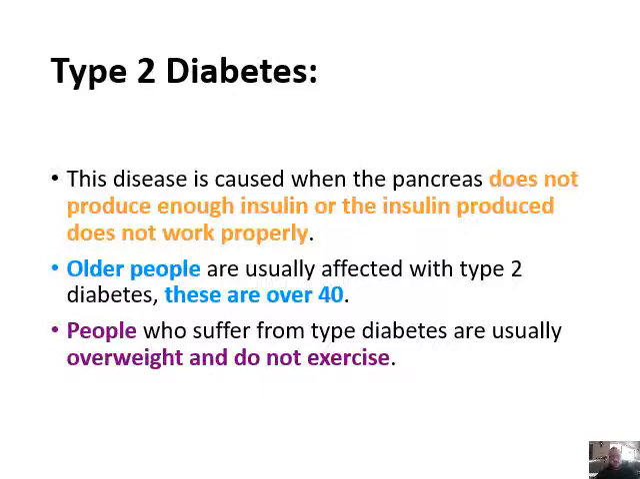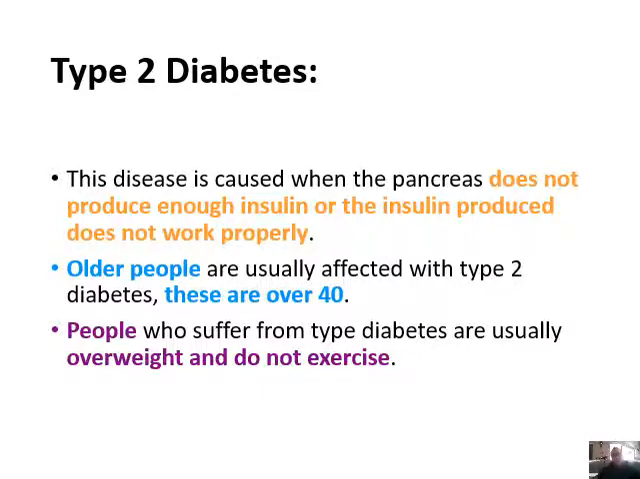Older people are usually affected with type 2 diabetes, those over 40. So diabetes type 1 is under 30, diabetes type 2 over 40. This is a lie, because in modern times, exactly what I'm doing now, sitting on the floor trying to keep upright but not doing much, could potentially cause, if I continue this for maybe a year or two, me to develop type 2 diabetes. People who suffer from type 2 diabetes are usually overweight and don't exercise. So even the most simplistic amount of exercise is going to help you steer completely away from diabetes.